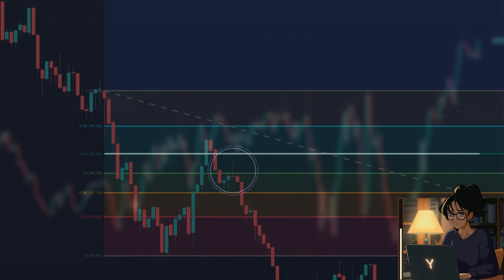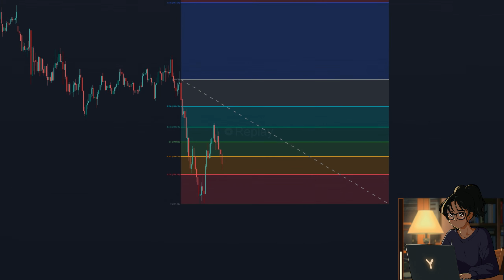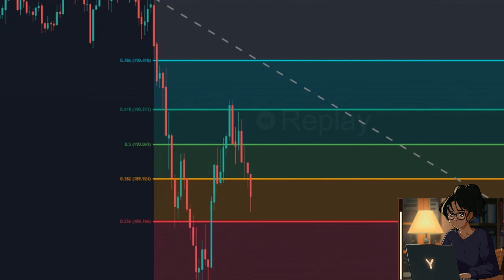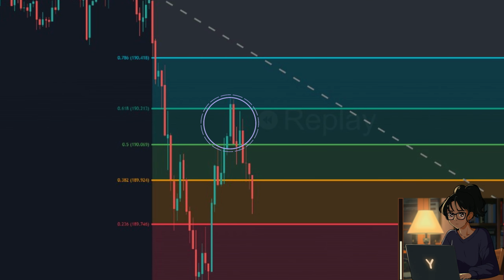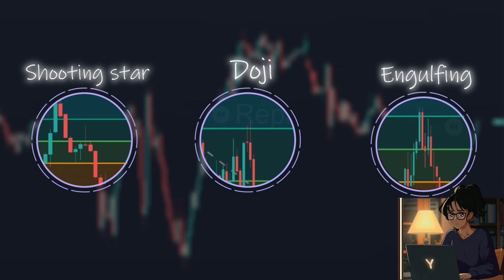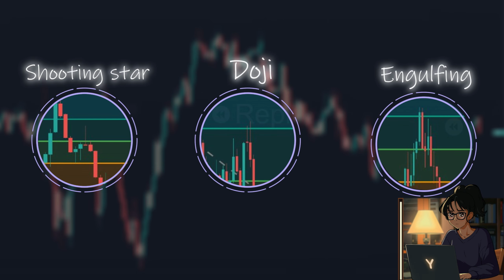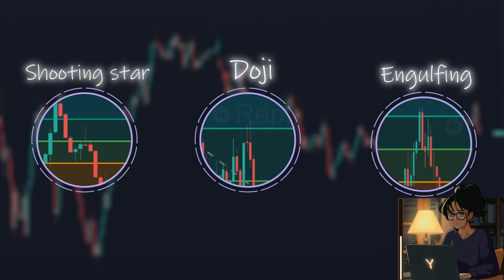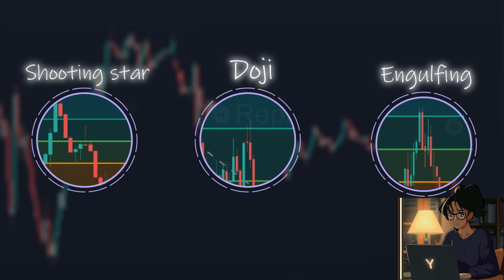Bearish reversal. Last, engulfing candle. One big candle fully covers the previous one in the opposite direction. Strong reversal signal. But these candles alone are not enough. Always wait for an impulse candle in the direction of the trend. That's your true entry confirmation.